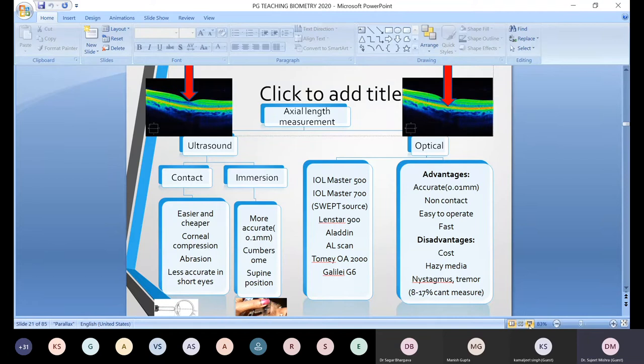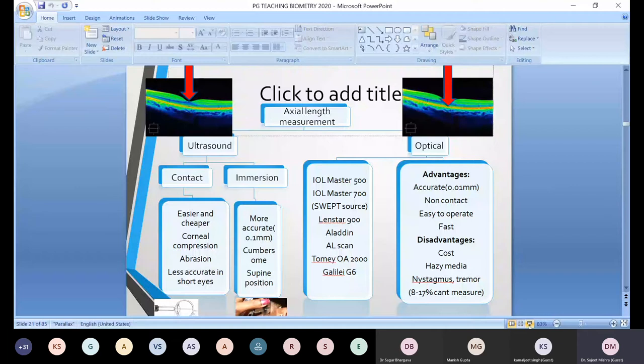It is non-contact. It is easy to operate, fast. The biggest disadvantage is cost. So if your pocket allows, it is the best. Then hazy media, and where fixation is a problem, in those situations it has limitations.